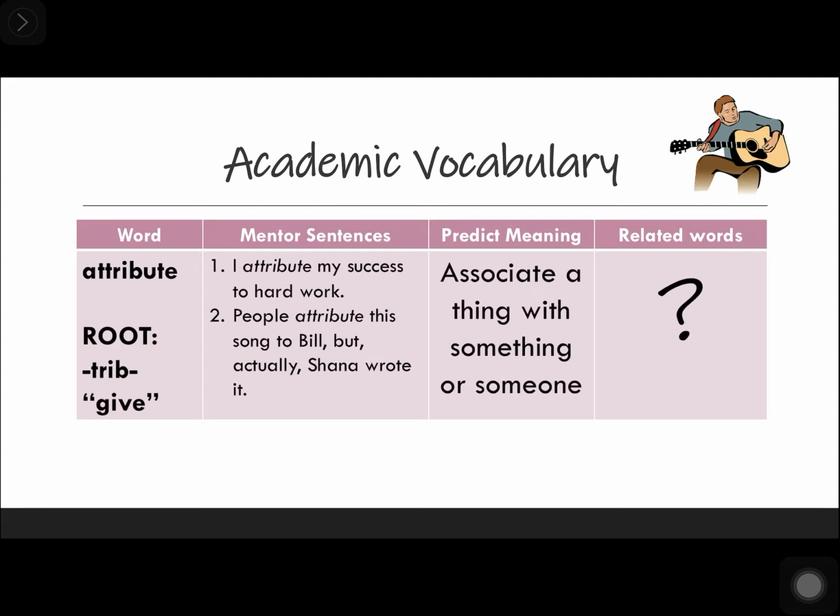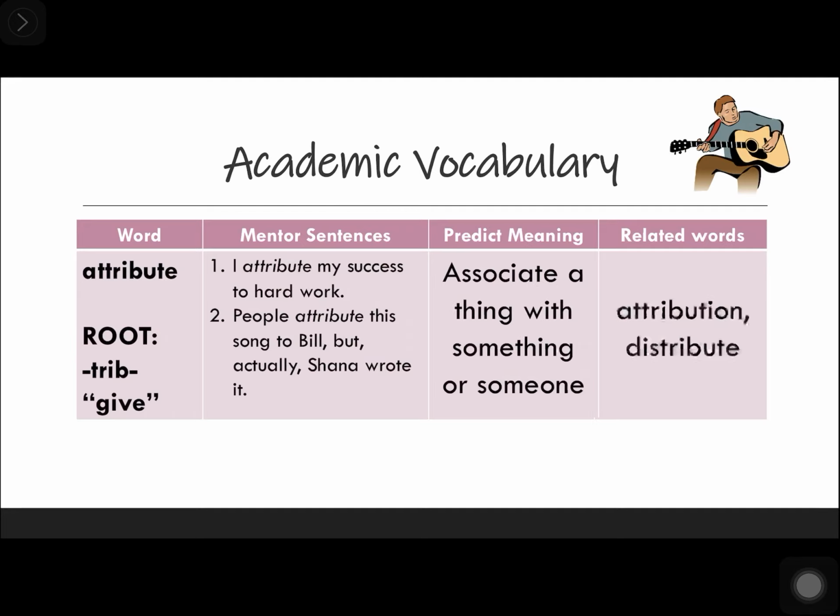And it means to associate a thing with something or someone. So if you attribute something to someone, you're saying, I attribute my good looks to my mom. Well, your mom, you're associating with your good looks. All right, let's see if you can find some words that relate to attribute. Some words that relate are attribution or distribute. They both have trib in there. You might have different words.